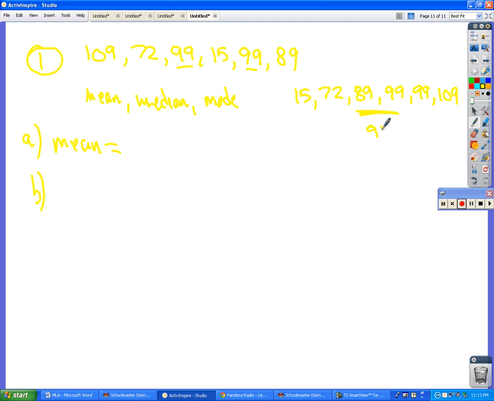So if she wanted to convince her parents that she wasn't spending much money, she would probably want to pick the median, because that's the smallest of the 3 numbers. Okay?